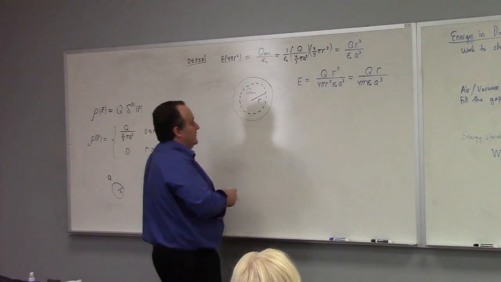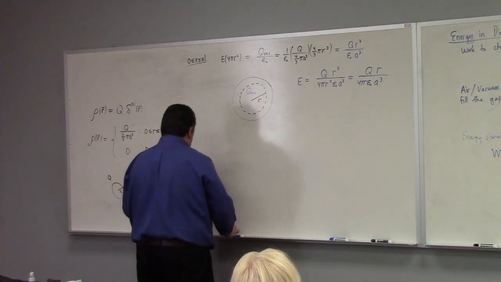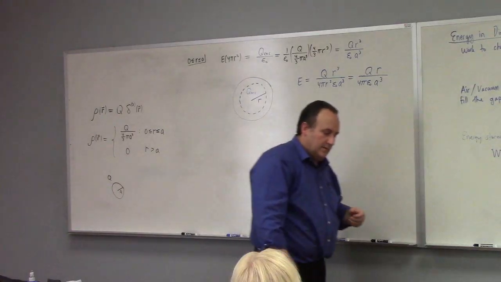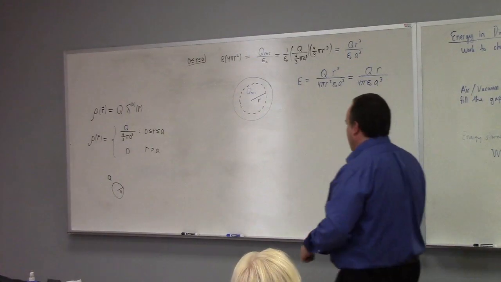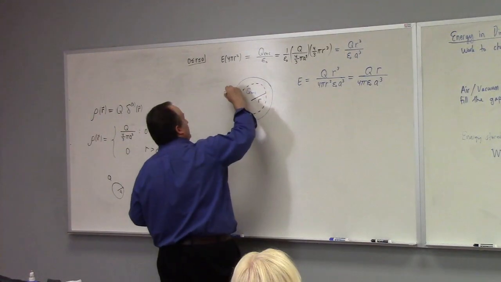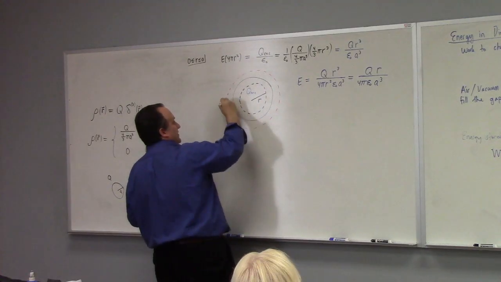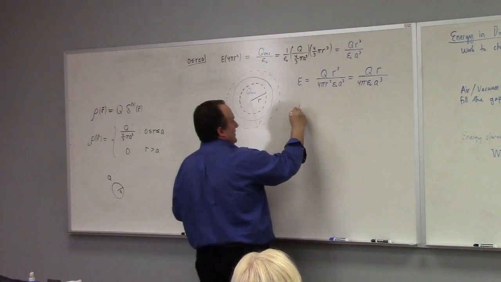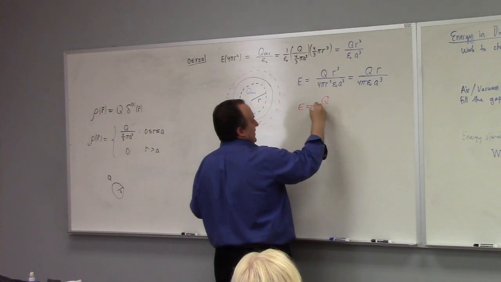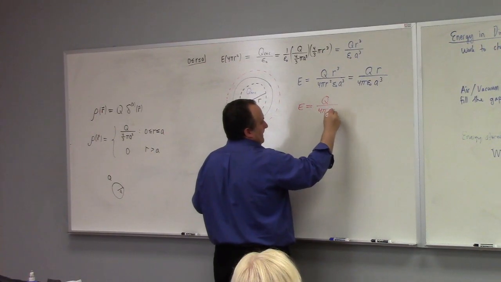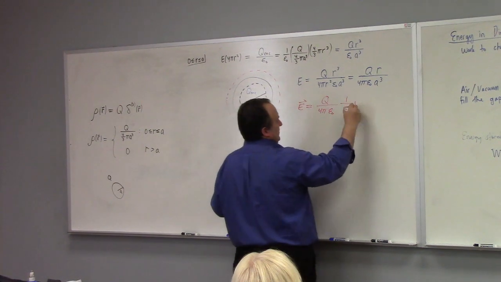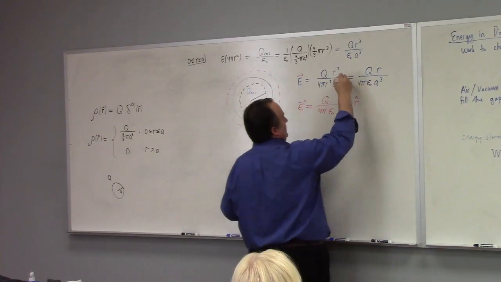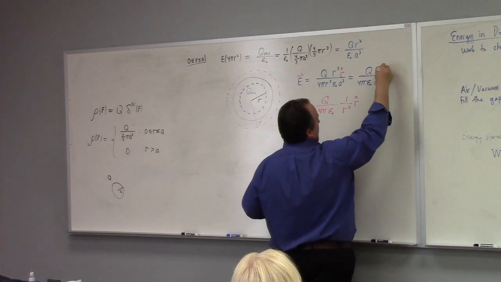And then, of course, you know the deal. If we put our Gaussian sphere outside the charge, then what happens? We're back to just Coulomb's law again, right? Then we get E equals Q over 4 pi epsilon naught, 1 over r squared, right? And these are both, by the spherical symmetry here, radial.